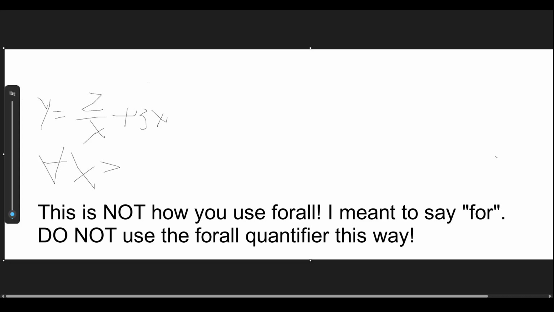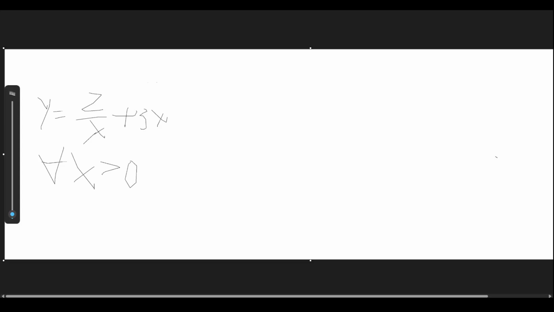So I want you to find the minimum value of the function y equal to 2 over x plus 3x for all x greater than 0, right? This thing you can use AMGM, right? You can use calculus if you know how to use calculus, and you can use graphing if you know how to use graphing. But I want to see you do it with AMGM.